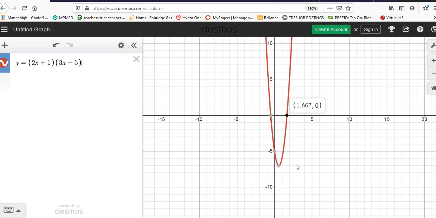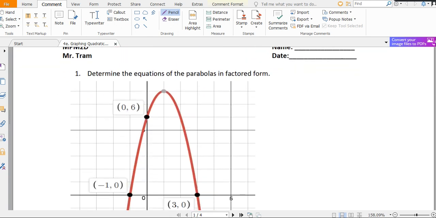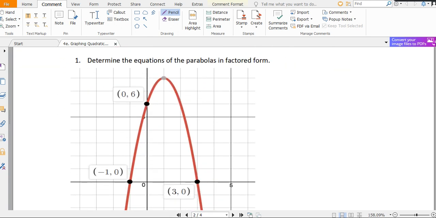Now let's see if that was correct. Desmos says 1.667, and the other one, negative 0.5. Perfect. Now I can already see one of you asking, how would I solve a question like this?